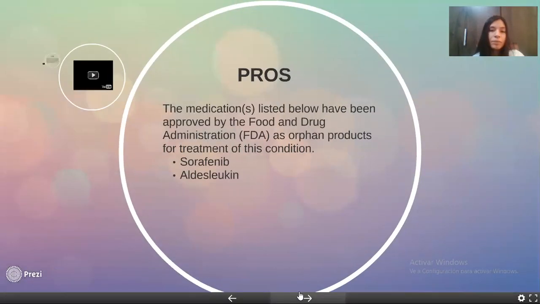Pros. The medications listed below have been approved by the Food and Drug Administration as orphan products for treatment of this condition: sorafenib and aldesleukin.